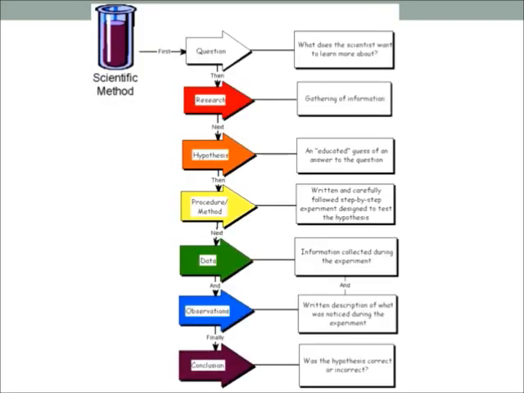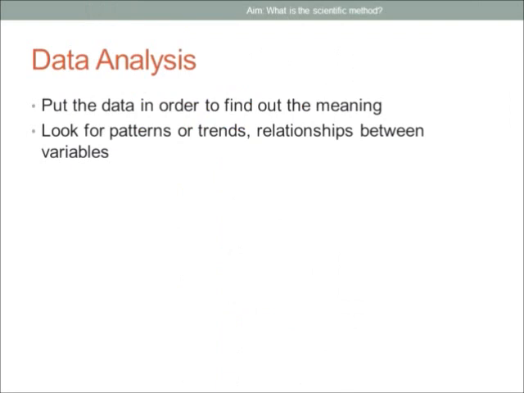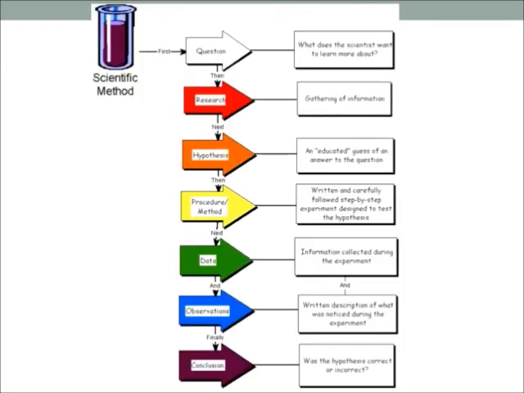Now that we've collected data and observations, we're ready to analyze our data. When we analyze data, we're looking for patterns, trends, relationships between the variables. We're trying to understand the data that we collected during the experiment. After we've analyzed data, we're ready for our conclusion.